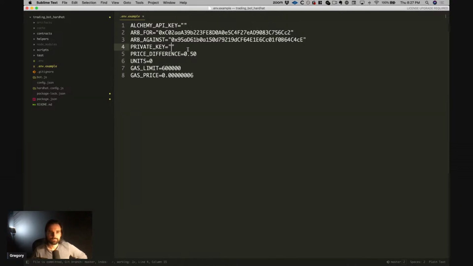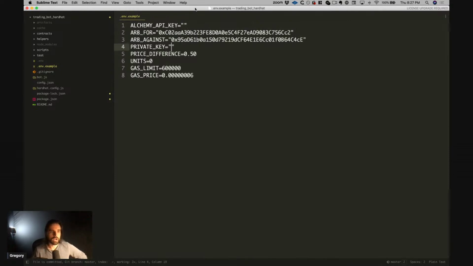Private key, I'll show you that in a minute. Sorry, I keep saying talk about it later. But ARB for and against, these are the Shiba Inu tokens and the WEES tokens that we're going to use for the trading pairs. You can change these as part of your strategy. Your Alchemy API key that you registered for a minute ago, that's what's going to go inside of here, inside the quotation marks. Don't delete the quotation marks.